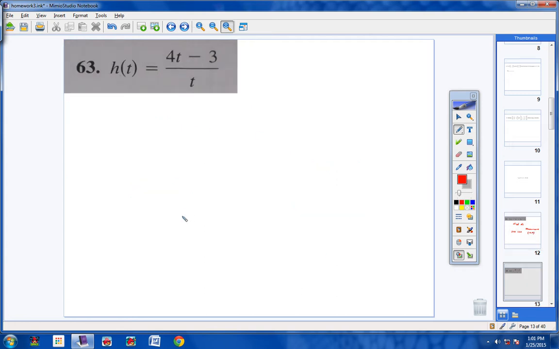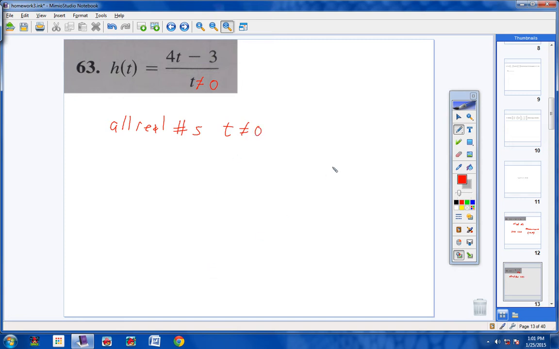All right, number 63. Well, guys, for the numerator, t can be anything. You can put any number in for t that you want to. However, for the denominator, t cannot equal 0 because your denominator can never equal 0. So there we go, that's it. In words, you would say all real numbers such that t does not equal 0, okay?